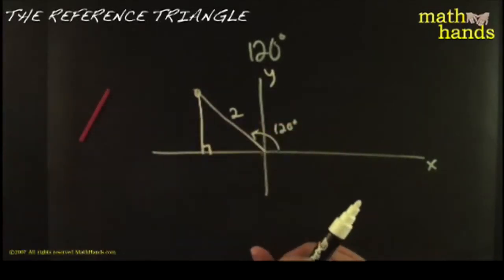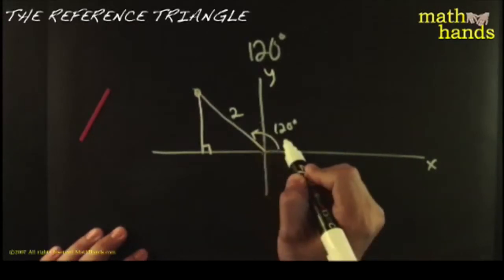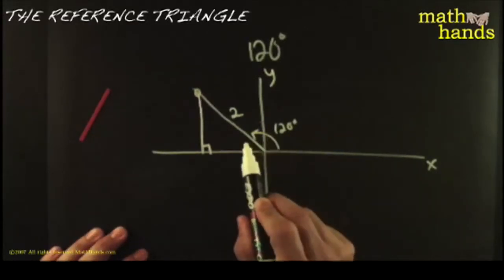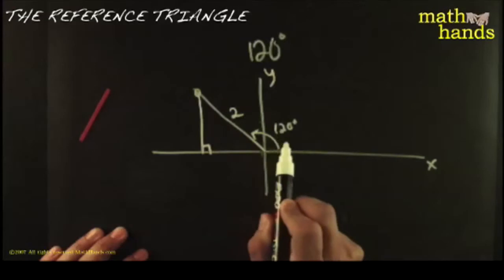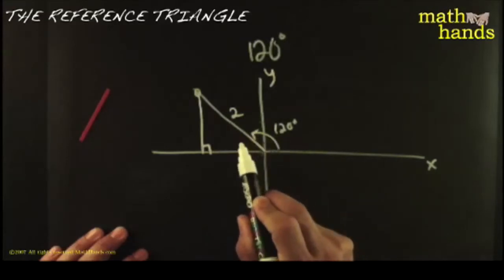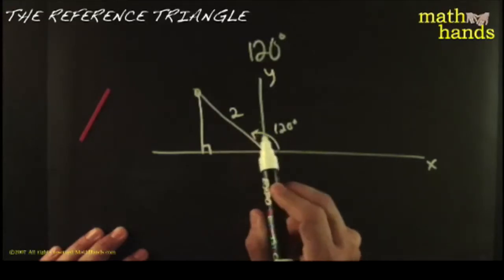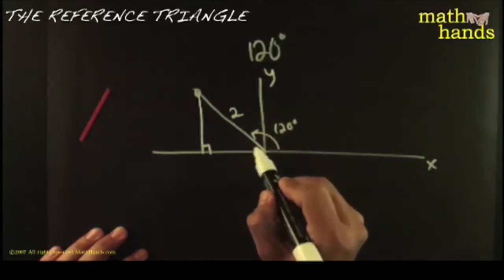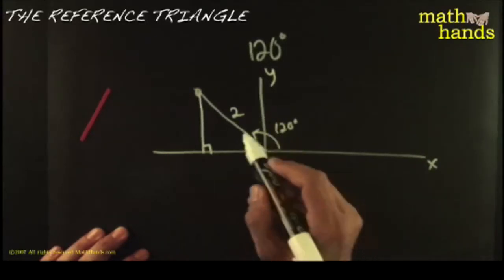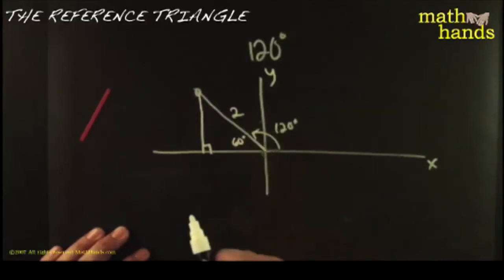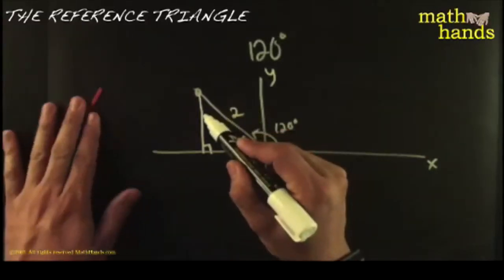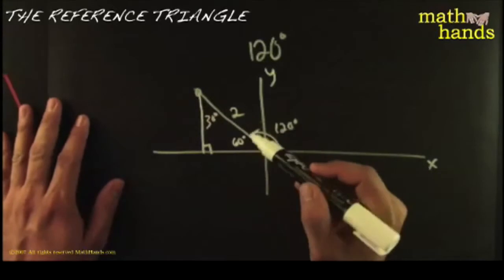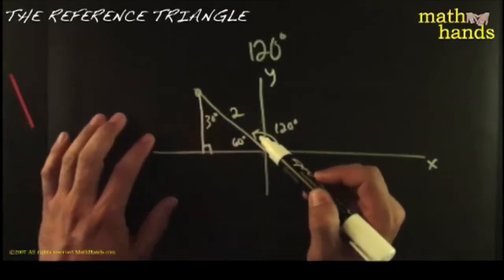That's the reference triangle. By the way, just out of curiosity, what angle would that be in here? If you've gone 120, how much more have you got to go to get to 180? Use your calculator. This is 180. Take away 120. That would be 60 degrees. This other one here would be 30 degrees because they have to add up to 180.